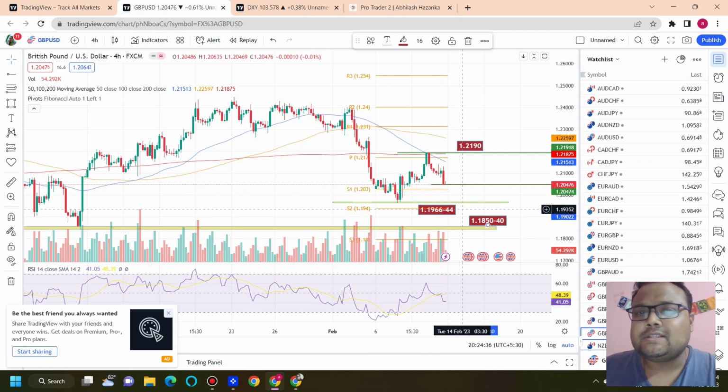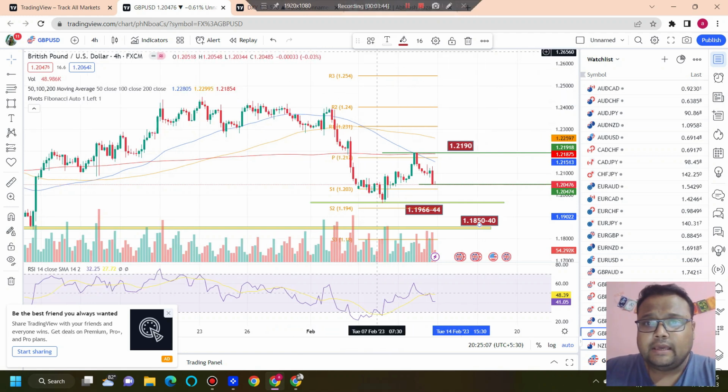So on the chart of GBPUSD, nothing has changed. The two support levels are still very much present: 1.1966 to 1.1944, and secondly 1.1850 to 1.1840. My dear friends, keep in mind, no level is permanent in the market. When the market comes down to the level, observe the market first. Be a trader, not a gambler. Observe the market. If you see the market taking support, then only go for a buy position.